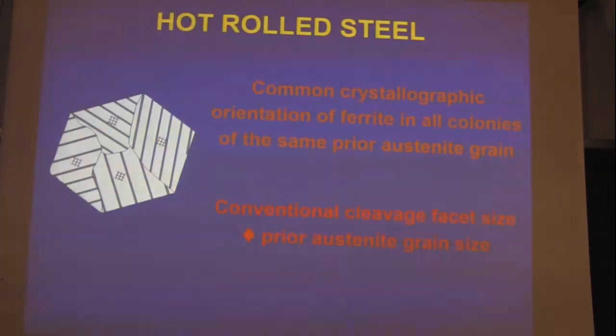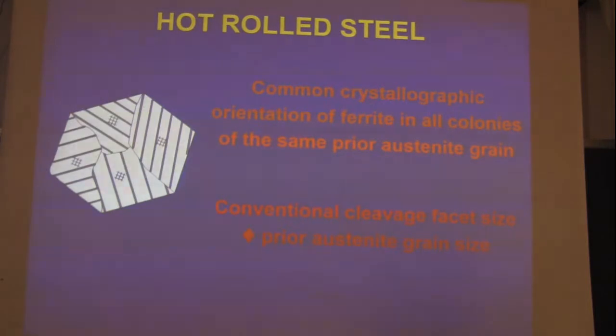Then, for hot roll steel, we have a common crystallographic orientation of ferrite in all colonies of the same prior austenite grain. This is well known from the research by Thomson, Bernstein, Hitsaf and Bernstein, in Metal Transactions, long time ago. We have the prior austenite grain with different colonies, a common orientation of ferrite and cementite in the same colony, and different from the neighboring colonies. We have 1, 2, 3, 4 colonies in one grain in this example. Then the conventional cleavage facet size for hot roll steel, isotropic steel, is related to the prior austenite grain size.